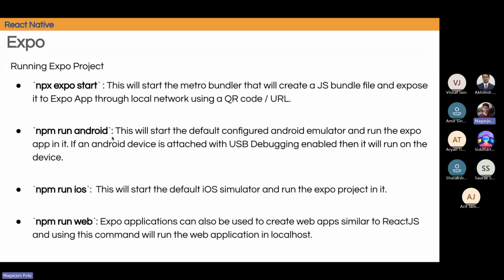we'll see what all the commands are that we can run in Expo. Once you set up an Expo project, we can run these commands. npx expo start is going to start the bundler, and it will display that QR code. You can scan the QR code using your Expo Go app on Android or iOS. It supports both. And npm run android will automatically start the Android emulator on your device, if you have a configured emulator by default. Or if you have attached a device, it will run the application on the Android device. And npm run ios will start the iOS simulator. And npm run web will start the Expo app on the web.